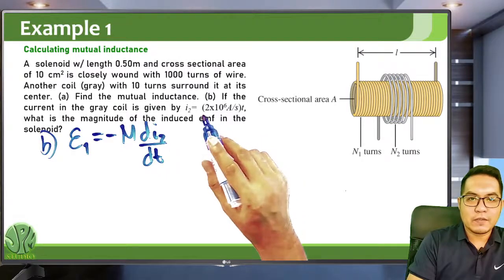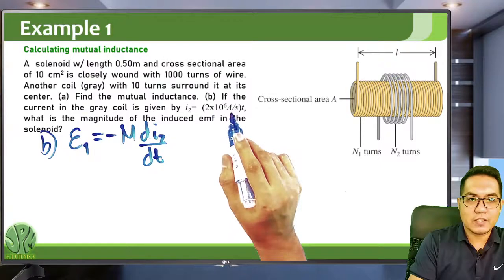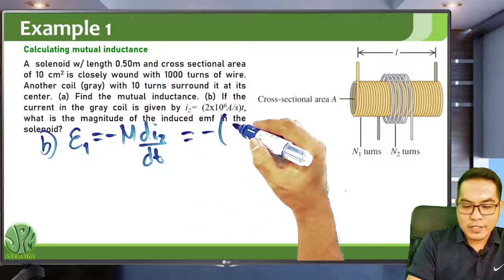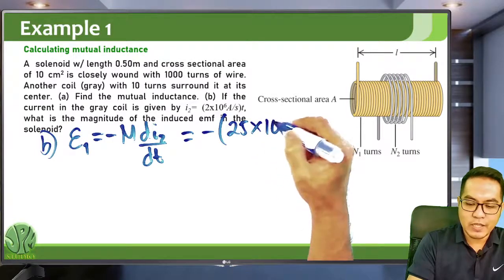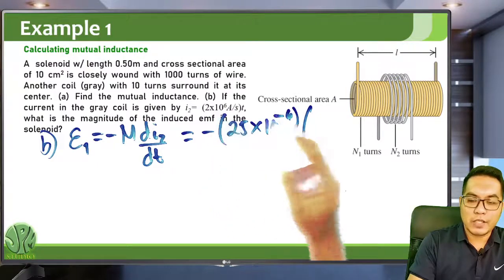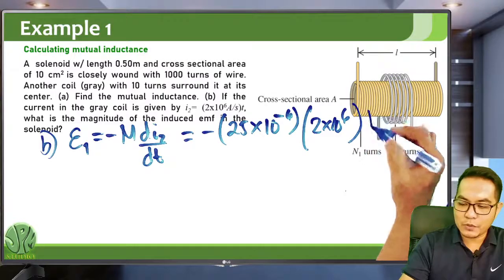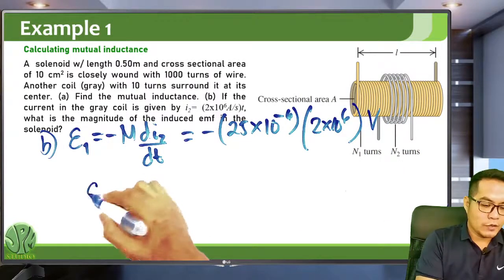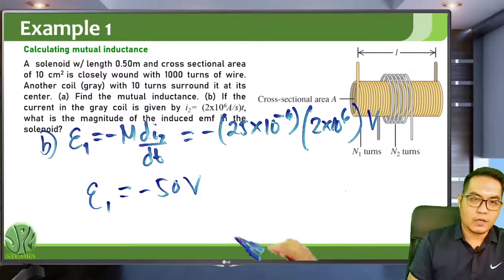So the derivative of this with respect to t is basically just that one, 2 times 10 to the 6 ampere per second. So we have our mutual inductance as 25 microhenry. Micro means times 10 to the negative 6. And the derivative of our current with respect to t is just 2 times 10 to the 6 ampere per second. So the final unit of that is volts, and you will get a value of negative 50 volts.